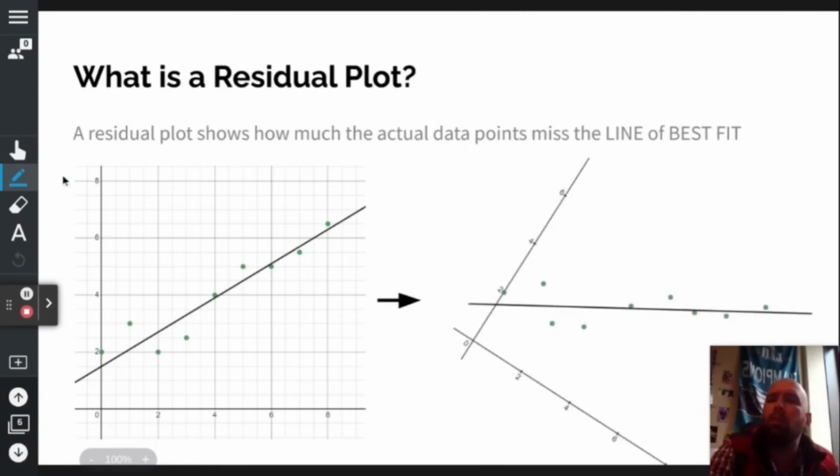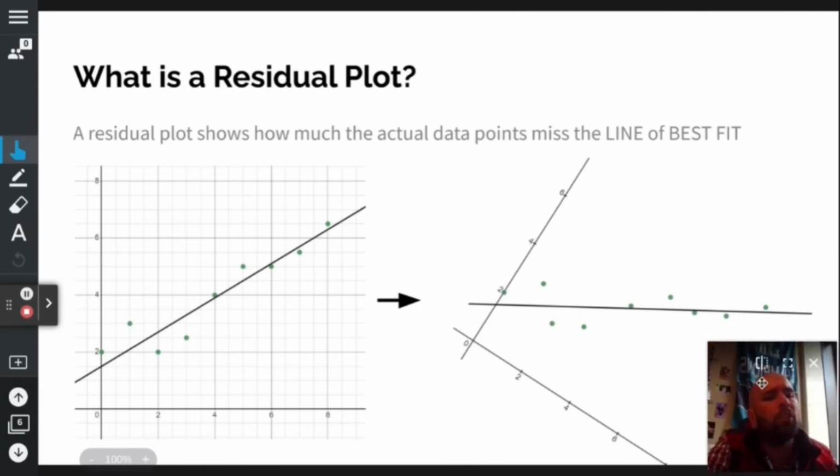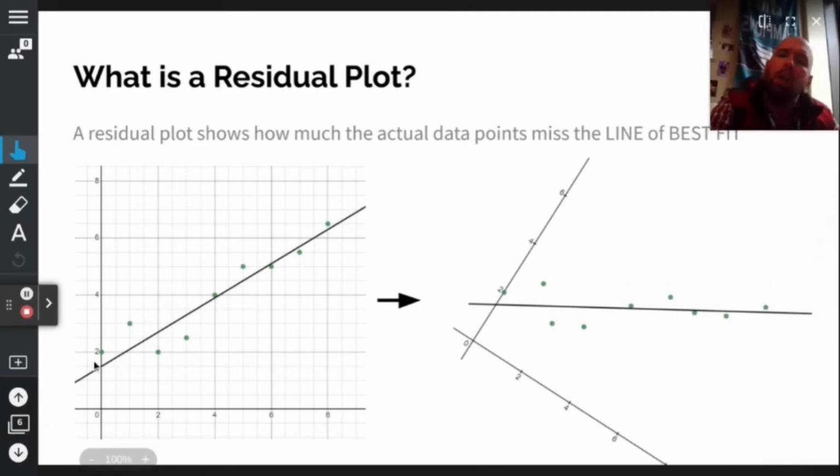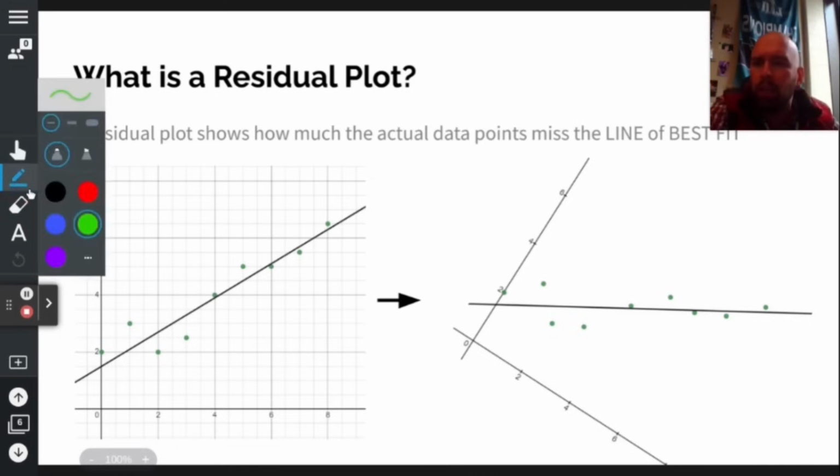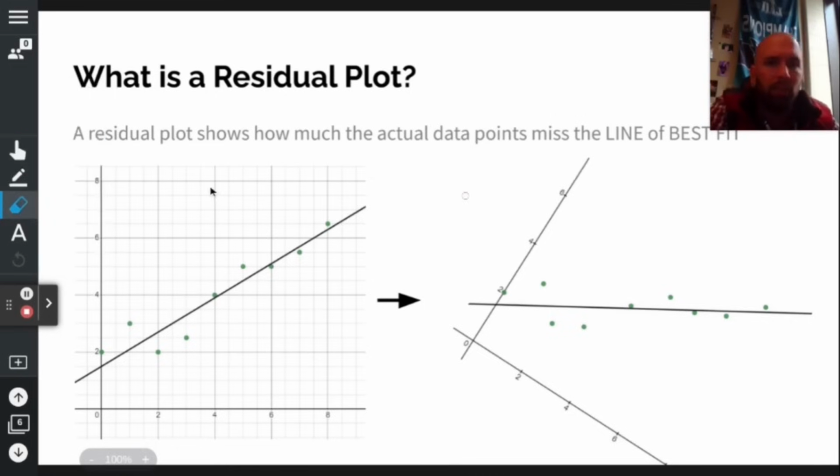This is what a residual plot looks like. A residual plot is if you were to take your line of best fit and make it horizontal, like tilted to the side, and look at the dots above and below. Now, can I clear it? I can't erase. It won't let me erase. So basically, a residual plot looks like this.